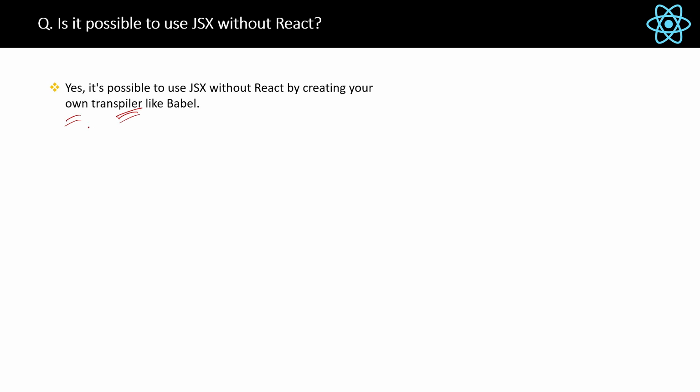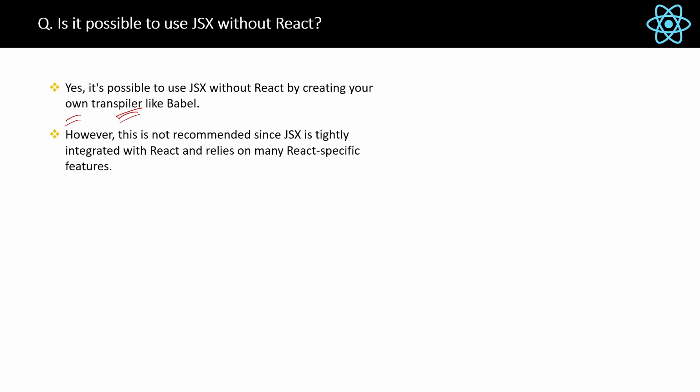Is it possible to use JSX without React? The answer is yes, it is possible to use JSX without React, but you have to create your own transpiler like Babel then. However, this is not recommended since JSX is tightly integrated with React and relies on many React specific features. Basically, JSX is developed by Facebook for React only. Yes, you can create a separate transpiler, but that is not recommended.